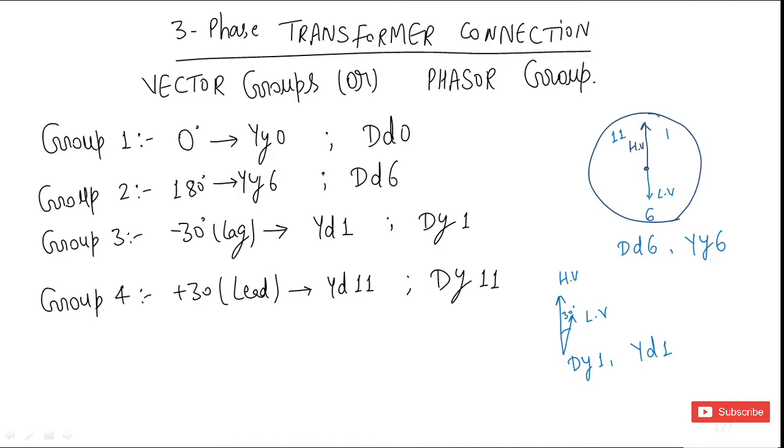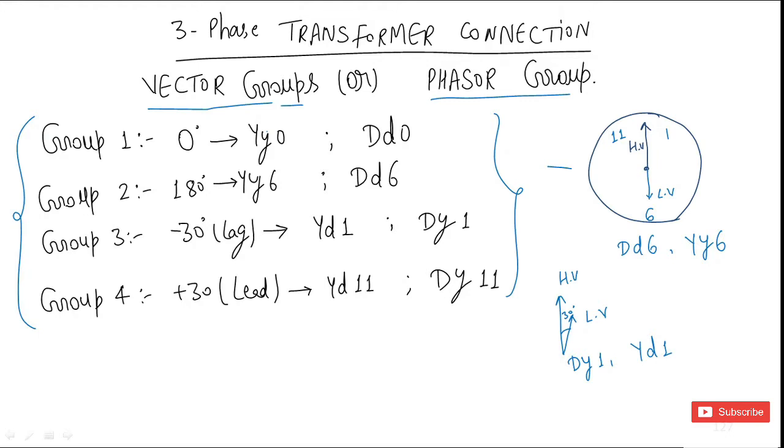So, in today's lecture, I will explain the three-phase transformer connection, or you can say vector group, or you can say phasor group. Phasor group means there will be a phase difference between the high voltage winding and low voltage winding. There are a total of four phasor groups in which we divide our vector groups.